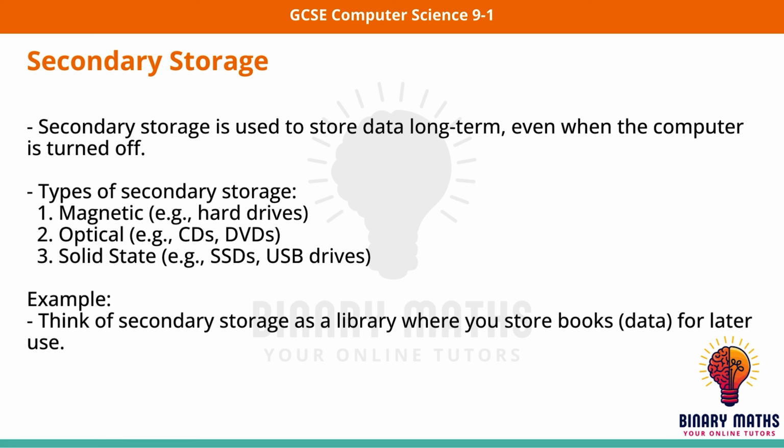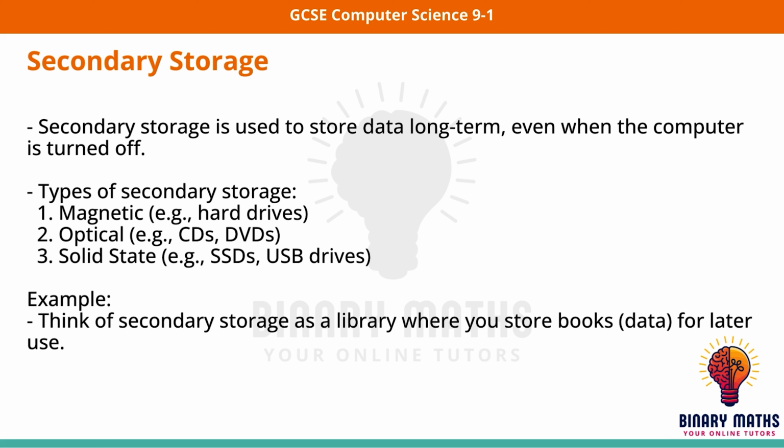Let's talk about secondary storage. This is where the computer stores data long term, even when it's turned off. There are three main types of secondary storage. Magnetic storage. This includes hard drives, which are cheap and can store a lot of data, but they're slower and less durable. Optical storage. This includes CDs and DVDs, which are portable and cheap, but they have limited capacity and can be easily damaged. Solid state storage. This includes SSDs and USB drives, which are fast, durable, and portable, but they're a little bit more expensive.